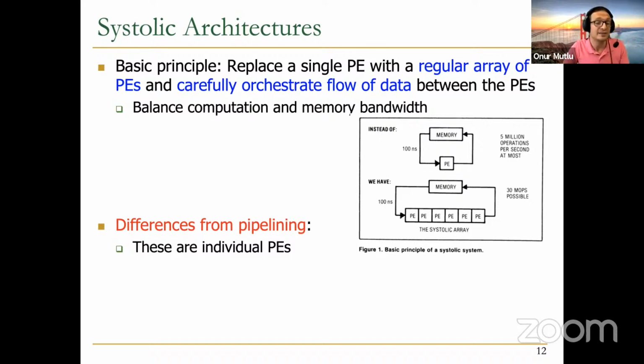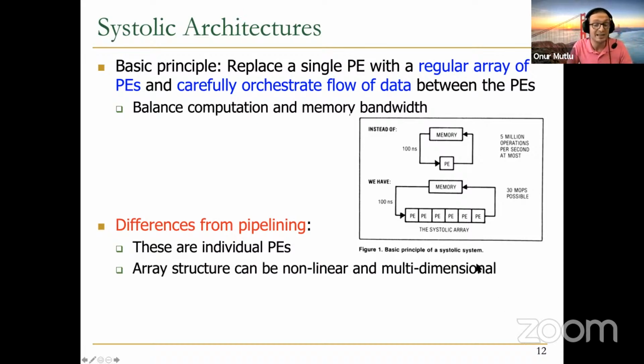But you're really not fetching instructions. Basically, you're not dividing the instruction processing cycle between them. These are individual processing elements that may be doing exactly the same thing to the data. For example, it's just data is flowing through them. Okay. Array structure can also be nonlinear and multidimensional, and clearly our pipelines were never nonlinear and multidimensional. I mean, we of course made the pipelines more complicated, but it was also always a linear flow.